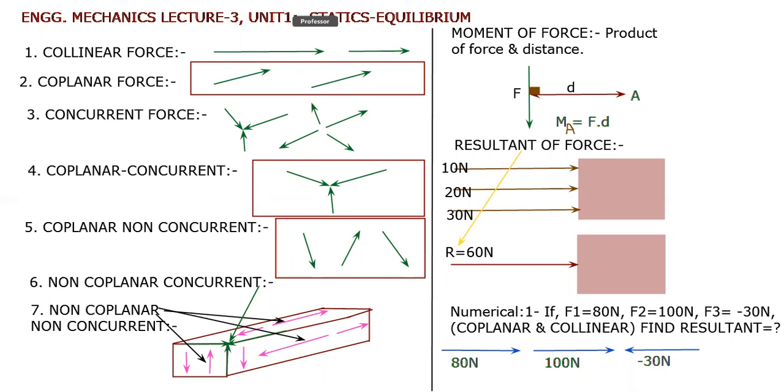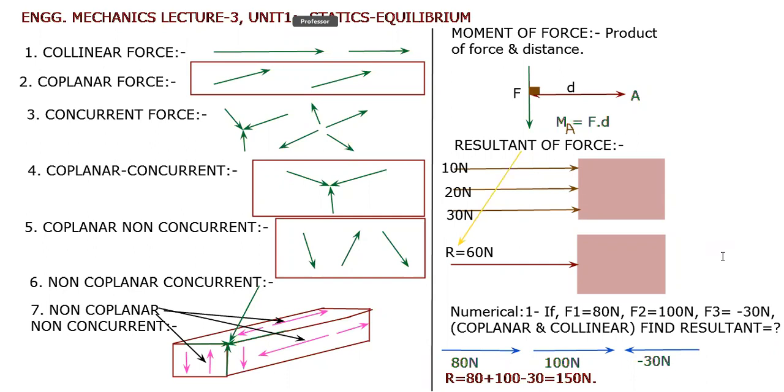So the answer is very simple, that resultant R equal to 80 plus 100 minus 30 equal to 150 Newton. So very simple. But this answer we have calculated by using the definition of resultant.